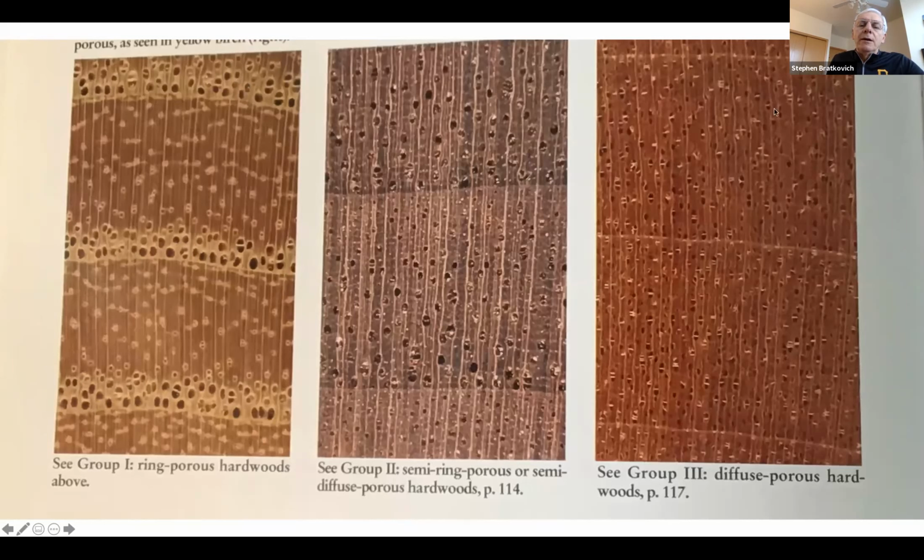And over here, this is called diffuse porous. And this is like maple. And you only have these lines really to show you the years. It's one year, two years, and three years. And you can ignore this one for now, but it's much easier to count the rings on the ash than it is on the maple.